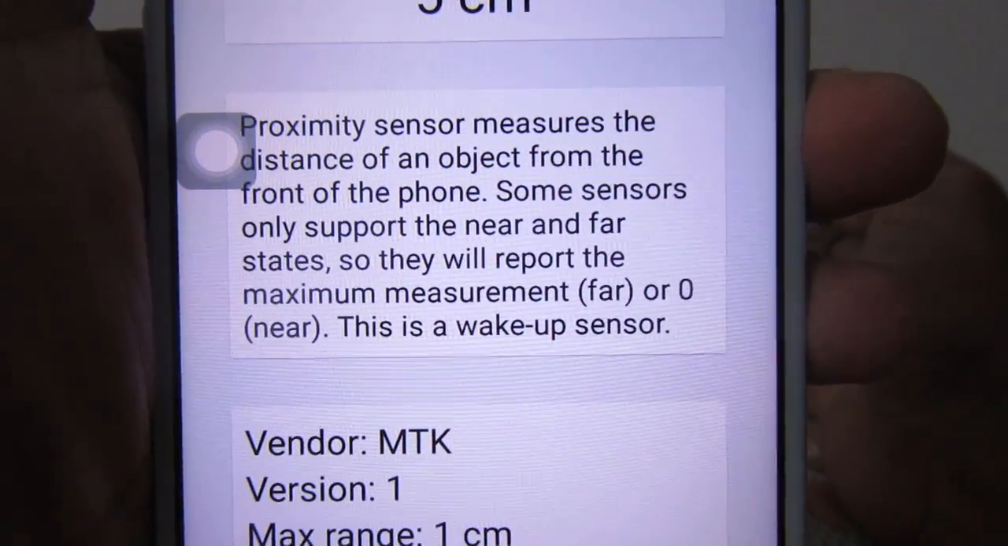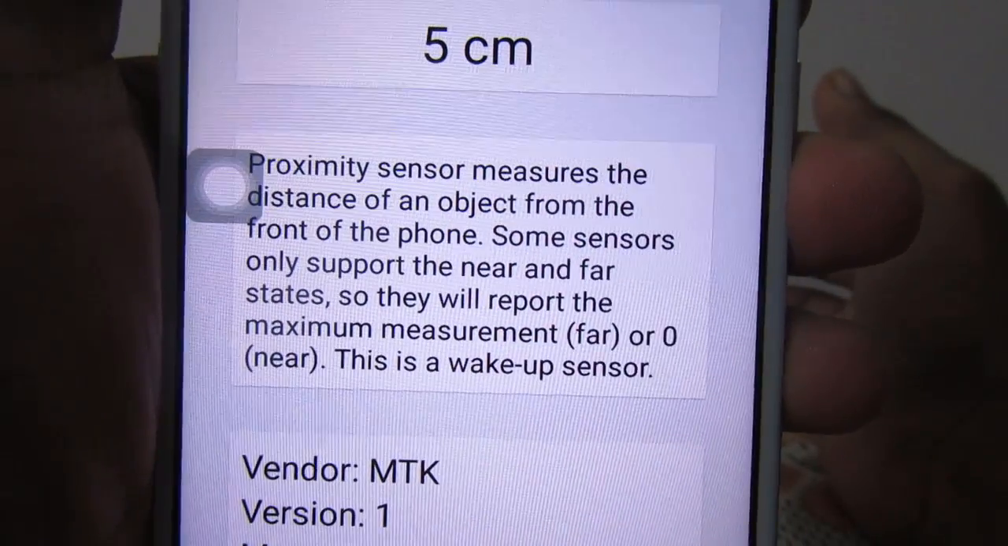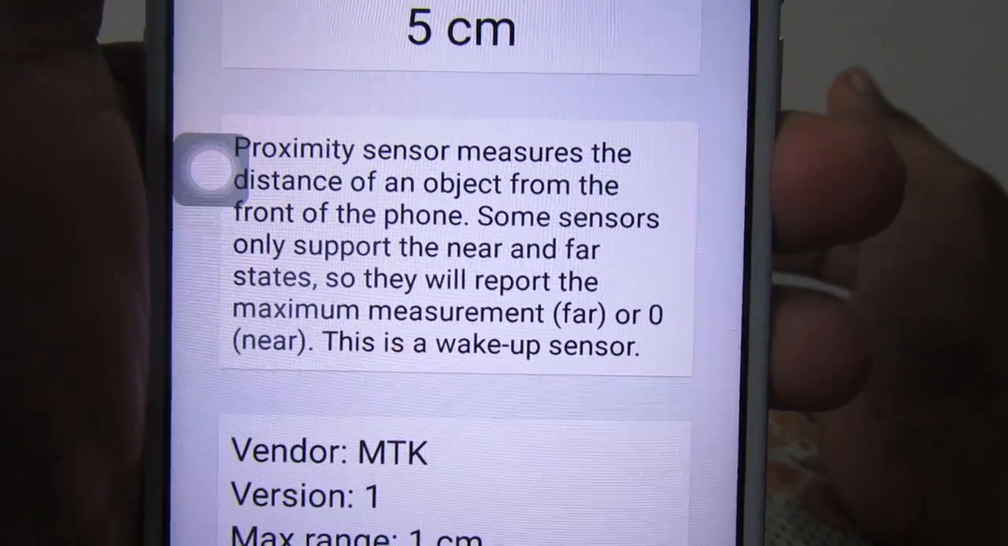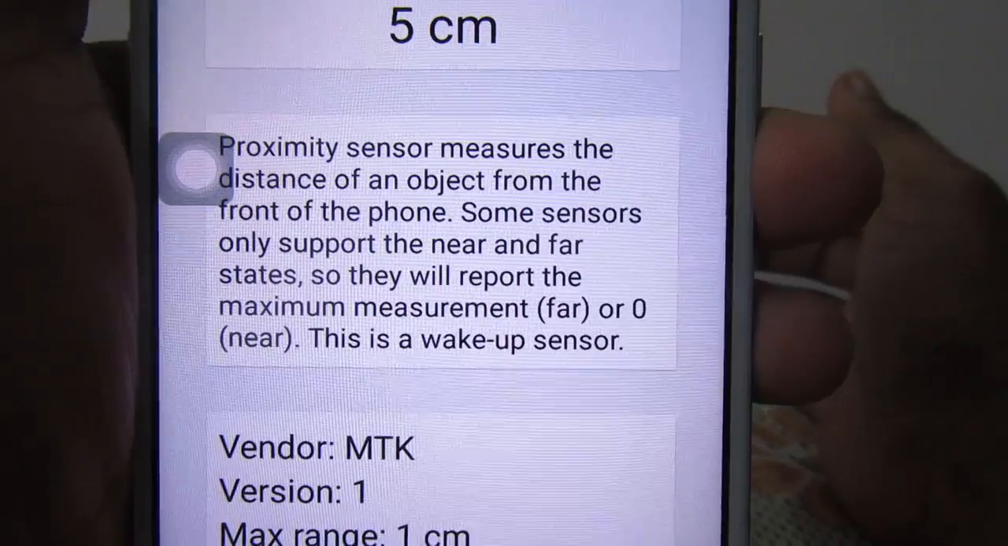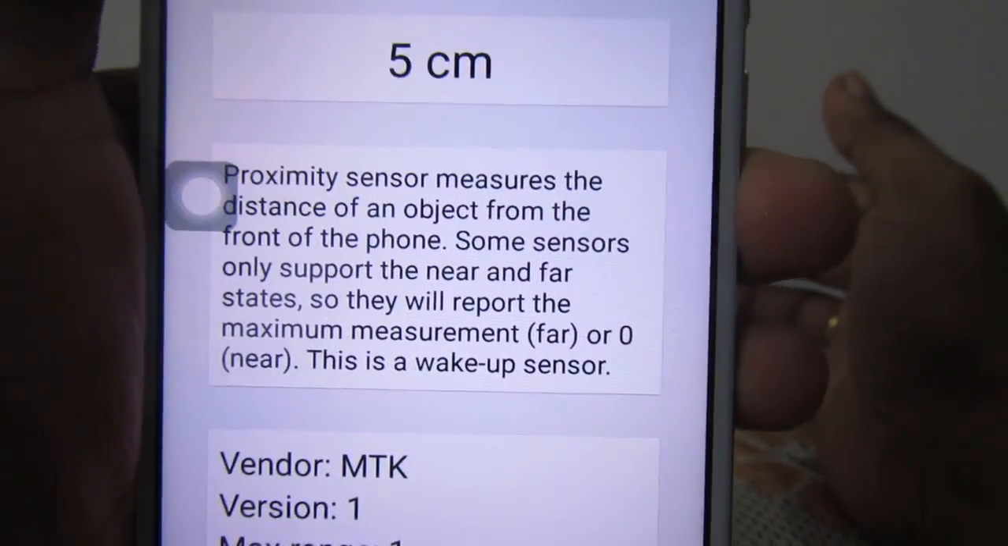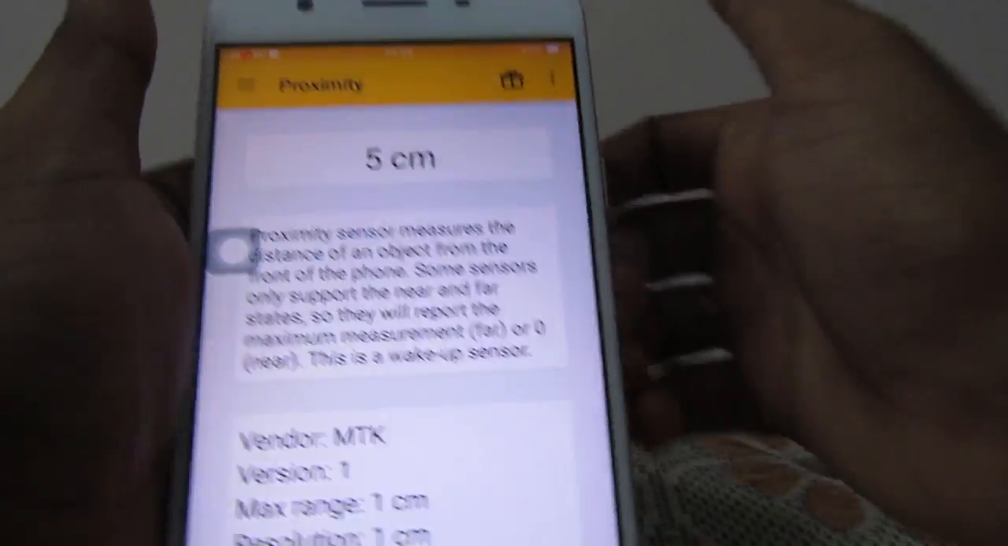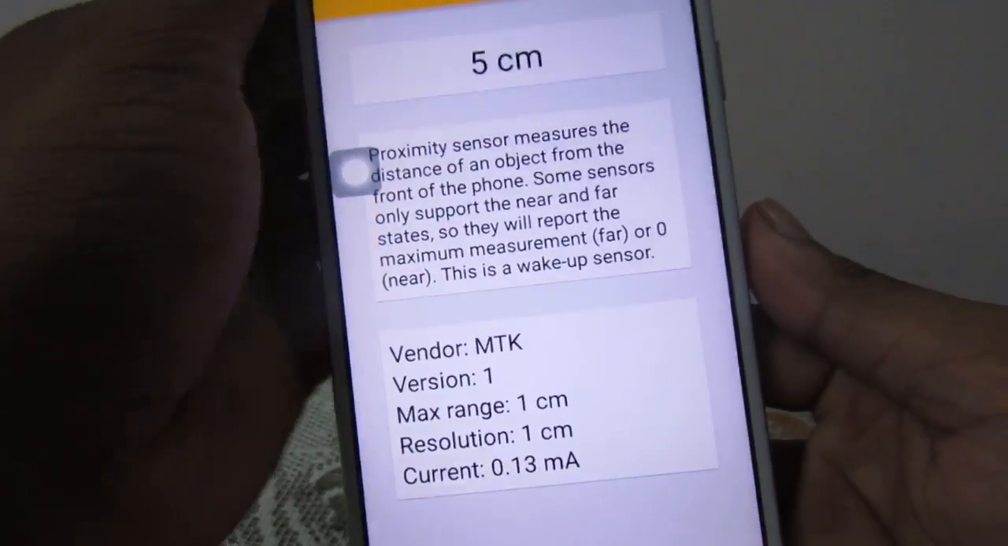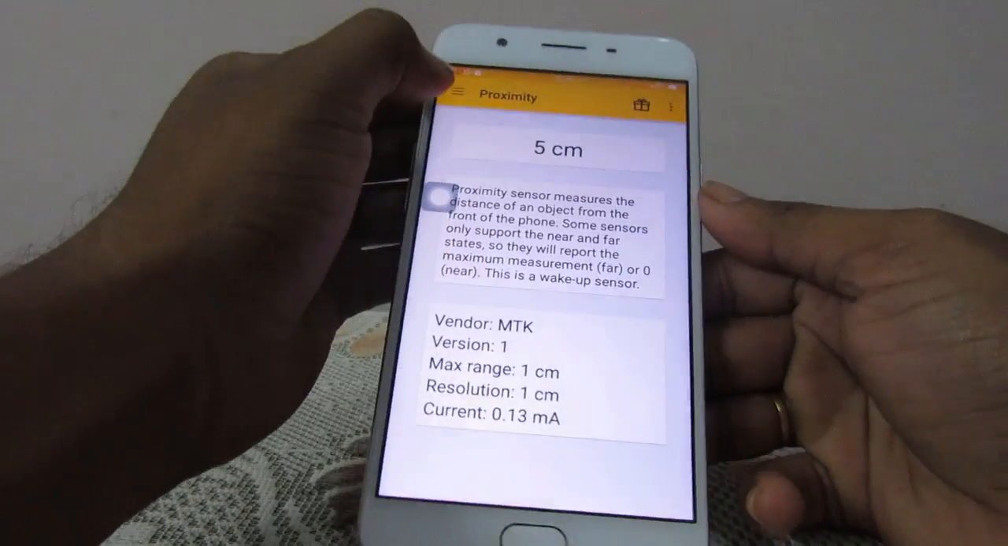The proximity sensor measures the distance of an object from the front of the phone. Some sensors only support the near and far states, so they will report the maximum measurement for far or 0 for near. This is a wake up sensor. Yes, it is what I said.